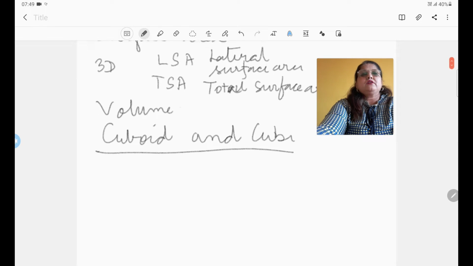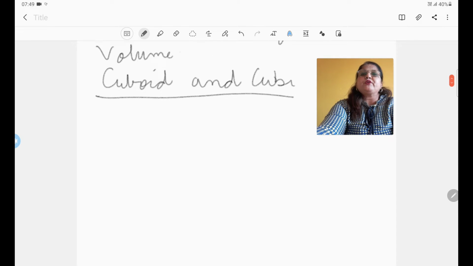Now, what kind of a shape is a cuboid? Cuboid and cube are related to each other, they are similar. A cube is a cuboid in which all the sides are of the same length. So if you know the formula of the cuboid, using that formula itself, you can get the formula for the cube as well.